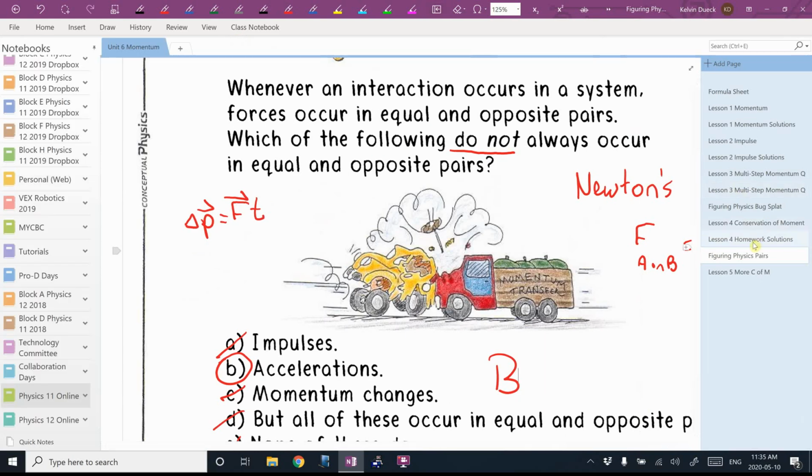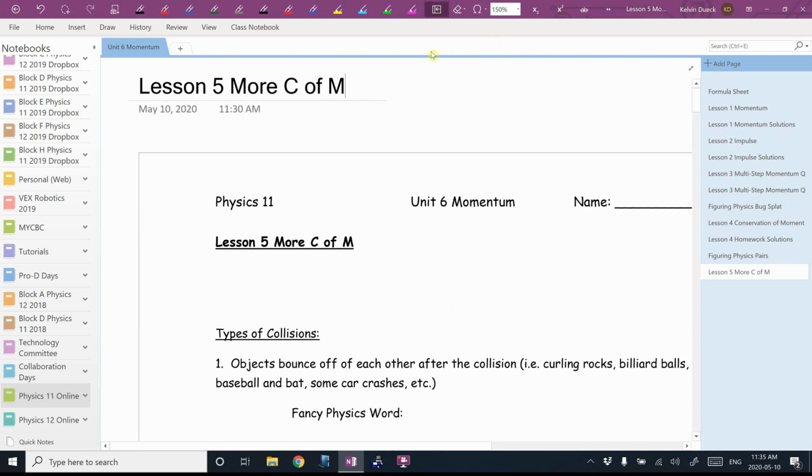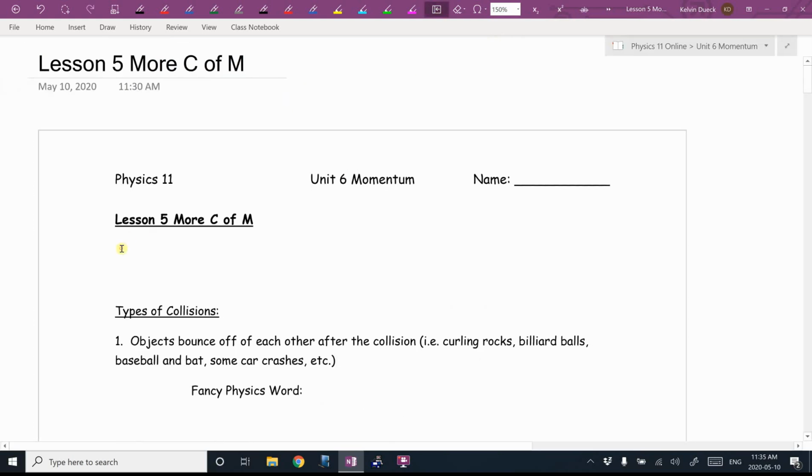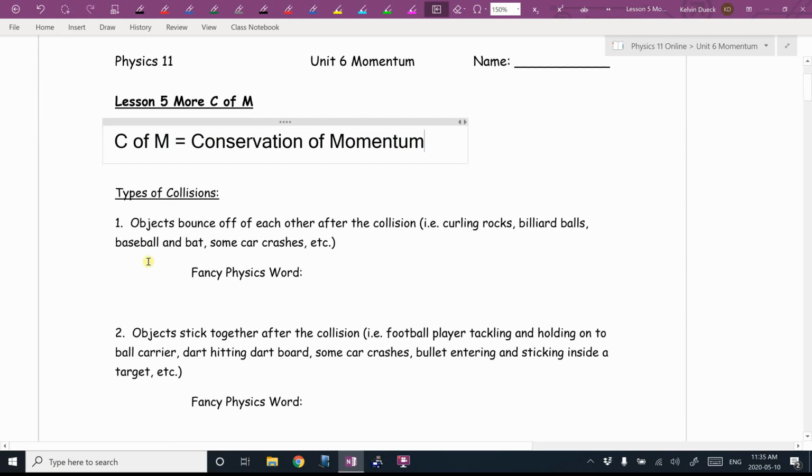We looked last day at the law of conservation of momentum. Today's lesson, lesson 5, is more C of M. Remember, C of M stands for conservation of momentum, but I tend to abbreviate. We want to talk first of all about types of collisions. There are two main types of collisions. Okay?